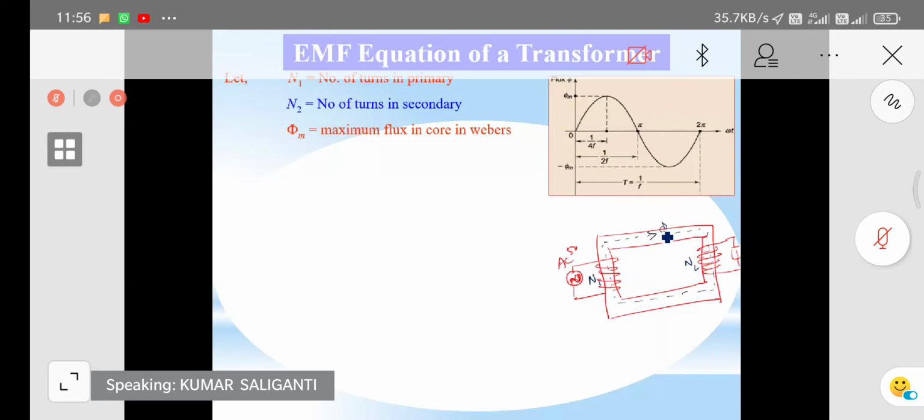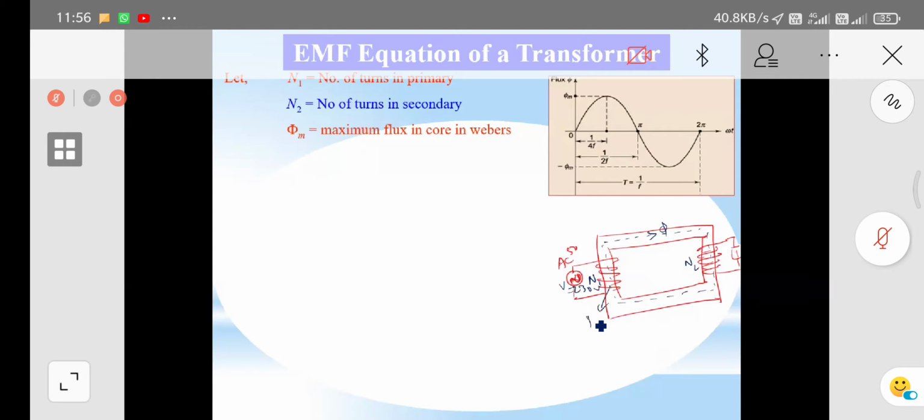This is the flux, the maximum flux in the core in webers. This is the voltage here, 230 volts. This is the primary winding and this one is the secondary winding. So this is the maximum flux in the core in webers.